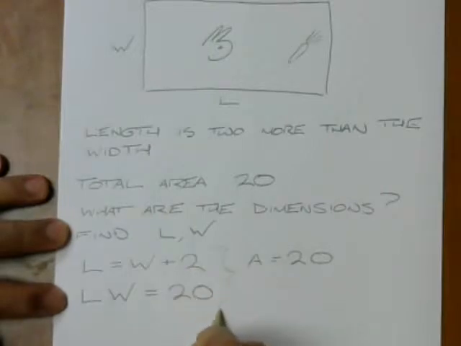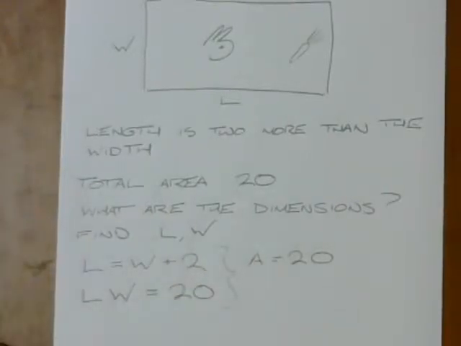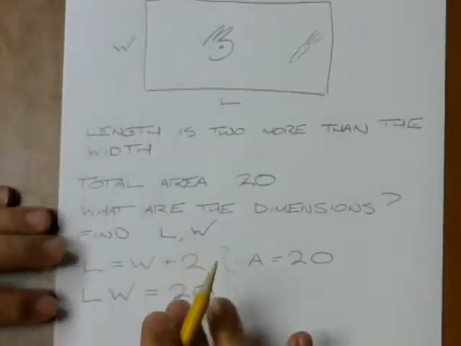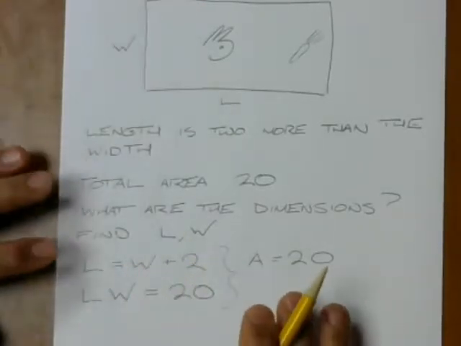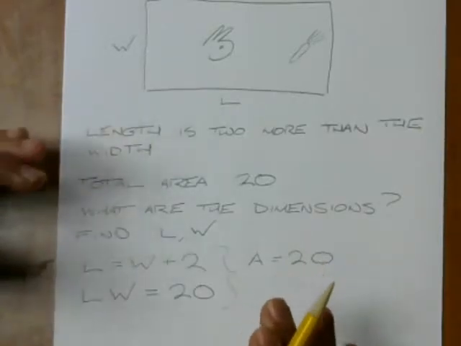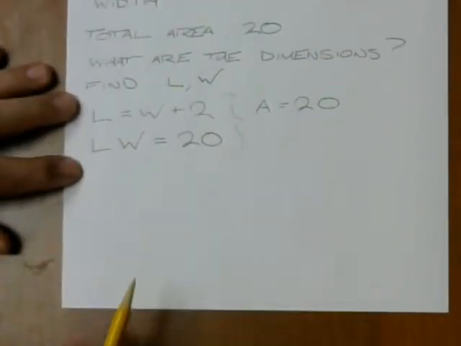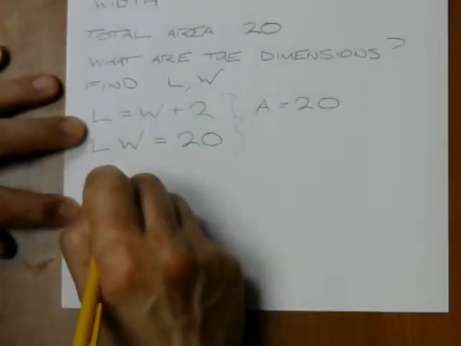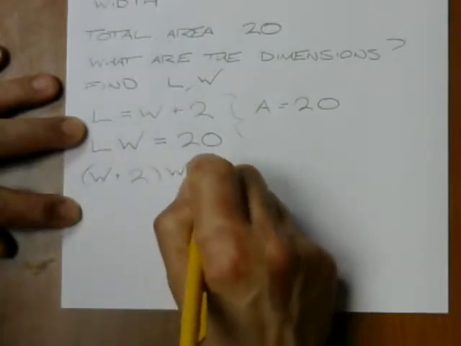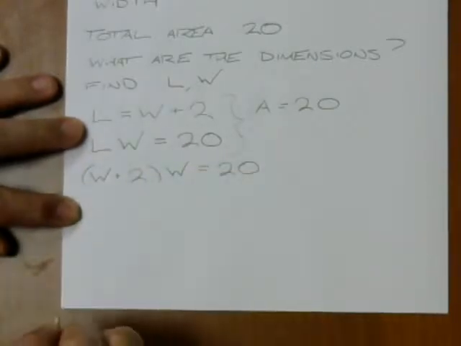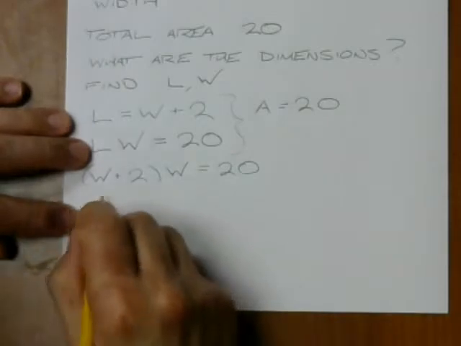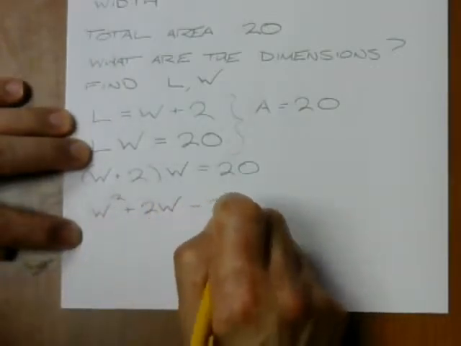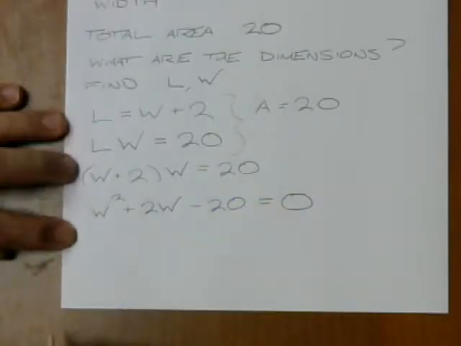Now, I have this. So how do I solve this? Well, maybe I don't know how to solve this, but I have some stuff, and if you don't know what to do in a word problem, quite often plugging is not a bad thing to consider. So let's consider that. I have an L right here. So I get W plus 2 times W is equal to 20. Or I get W squared plus 2W minus 20 equals 0.